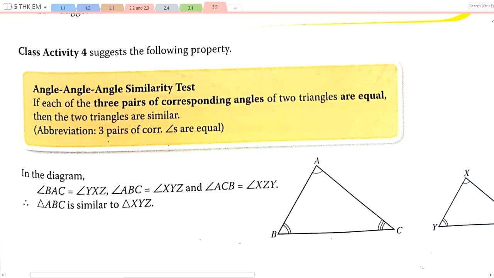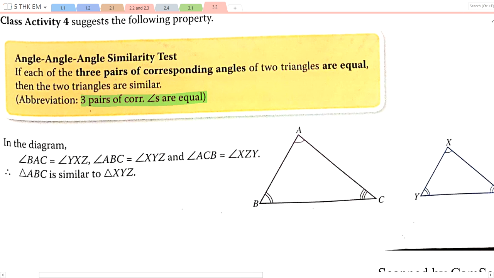Okay, we are going to be using this. So highlight this abbreviation. This is the test we're going to use. You are not supposed to quote "angle similarity test." Okay, I'll show you how later. So yeah, do not write "similarity test." Okay?